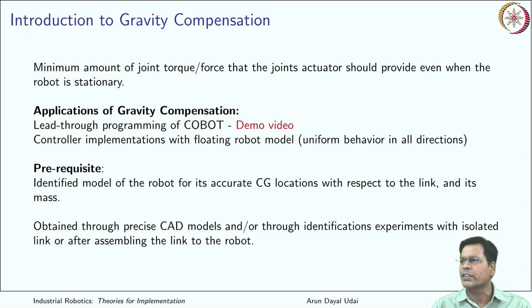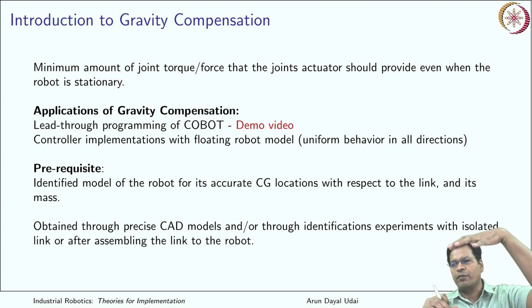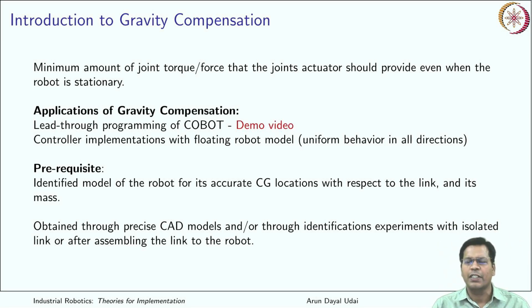So, what is gravity compensation? It is the minimum amount of joint torque and force that the joint actuator should provide even when the robot is stationary. What does it mean? Let us say your robot is stationary at a point. Even to remain there without trying to move or do any task, it needs some minimum amount of torque at its joint. Got it?